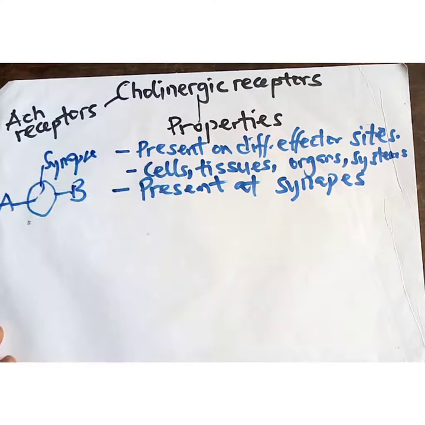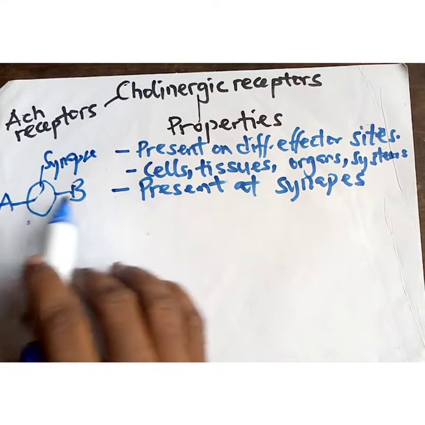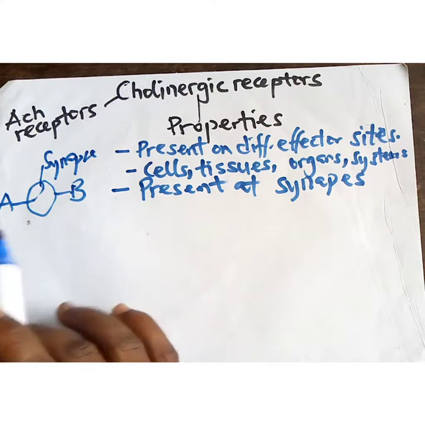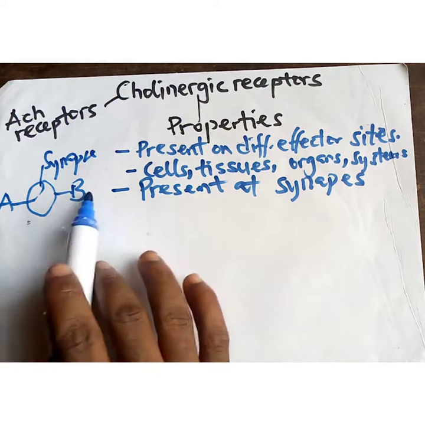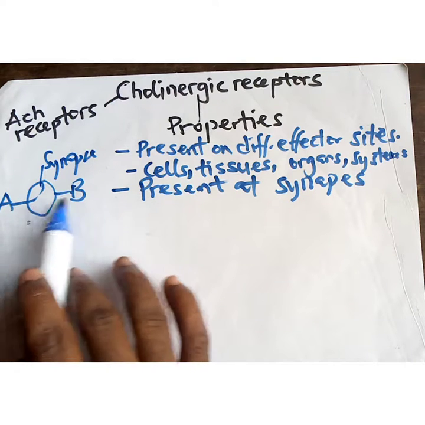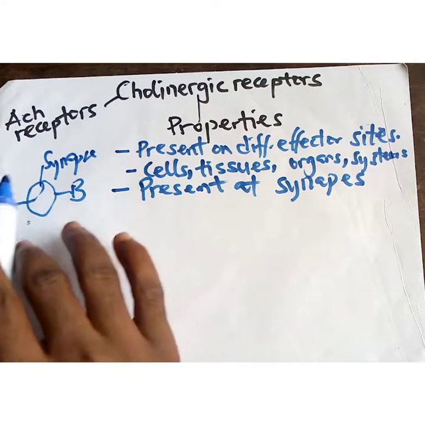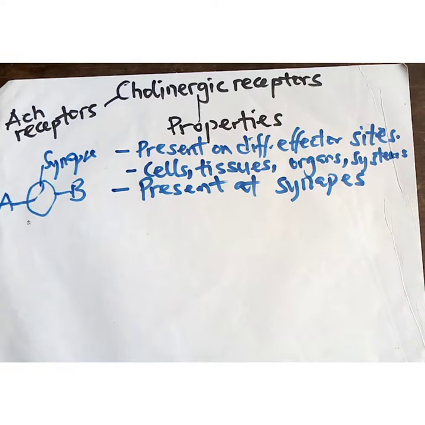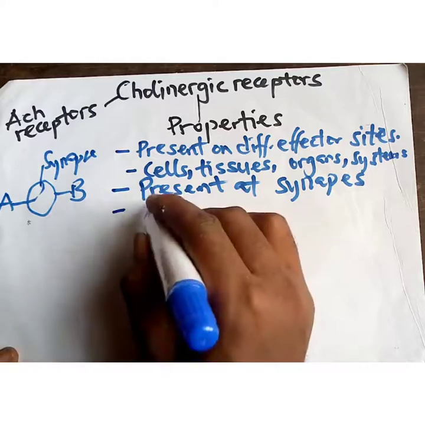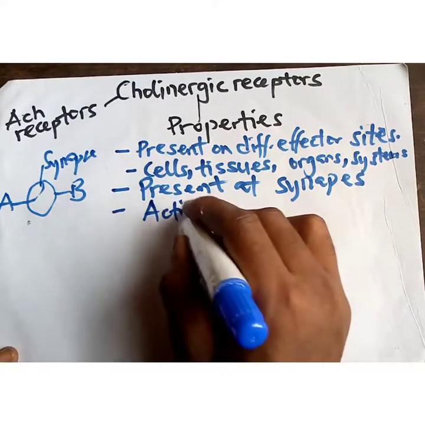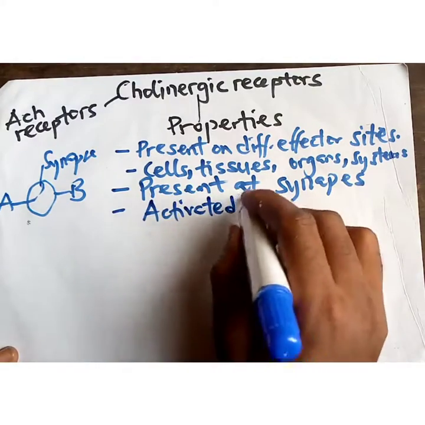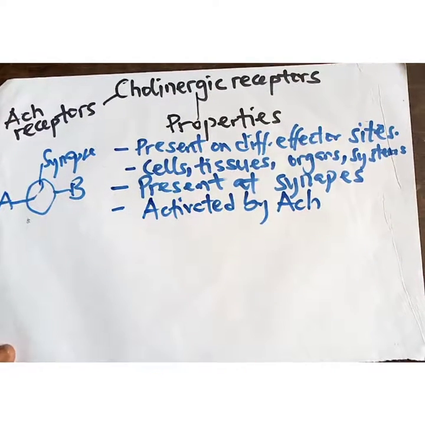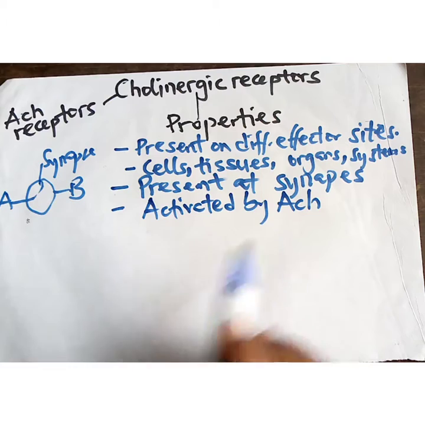And if these two nerves are cholinergic neurons, that is, they release acetylcholine, they are going to be communicating through the synapse. So you're going to have cholinergic receptors present here. They are activated by acetylcholine. So cholinergic receptors are activated by acetylcholine.